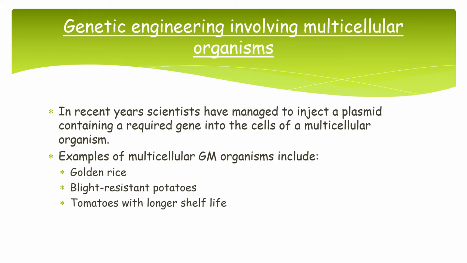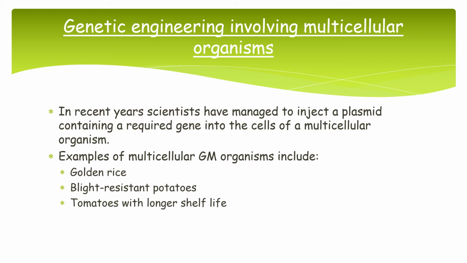So we've looked in detail at genetic engineering involving bacterial cells, but genetic engineering can also involve multicellular organisms. So in recent years, scientists have managed to inject a plasmid containing a required gene into the cells of multicellular organisms. So examples of multicellular genetically modified organisms include golden rice, blight-resistant potatoes, and tomatoes with a longer shelf life. So I'm going to take you through each of these examples, but you do not need to write anything until we get to the table. So don't write all of the information down.